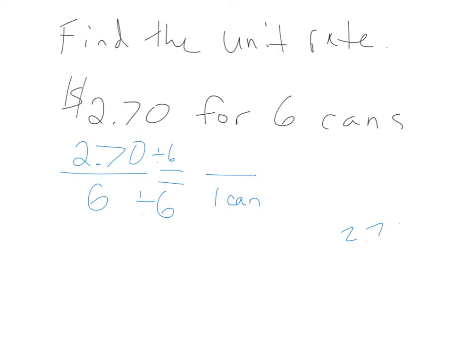So if you do 2.70 divided by 6, 6 doesn't go into 2, so we put our decimal. 6 goes into 27 four times. 4 times 6 is 24. Subtract, you get 3. Bring down the 0. And 6 goes into 30 five times. So it will be 45 cents for 1 can.